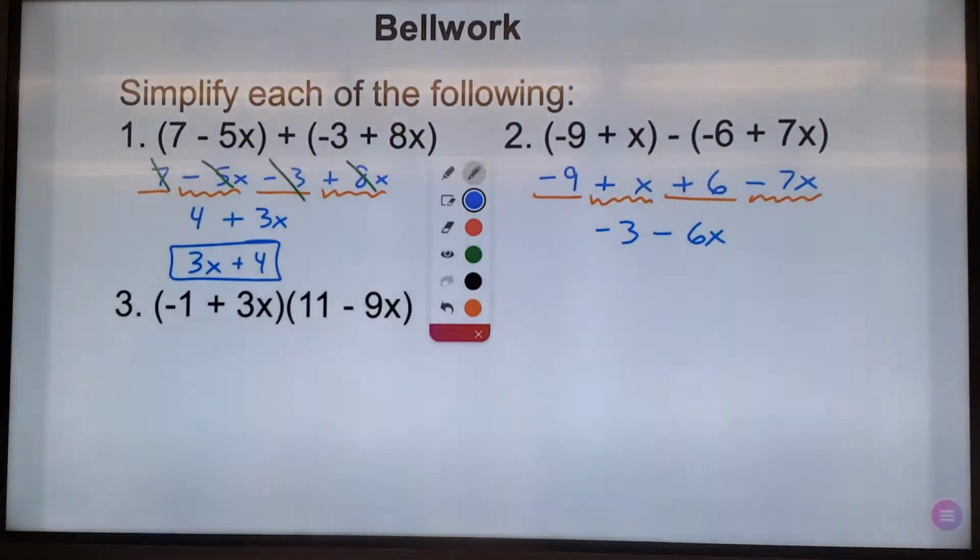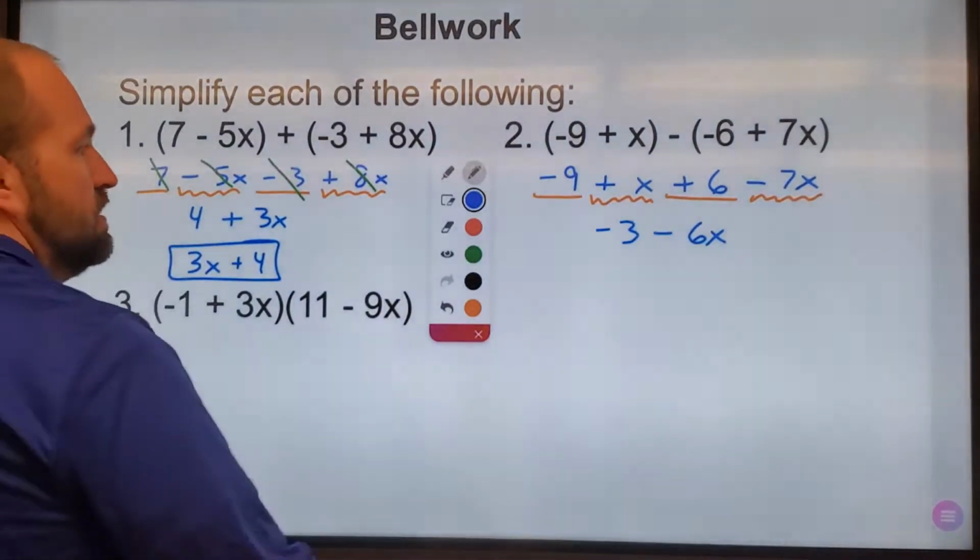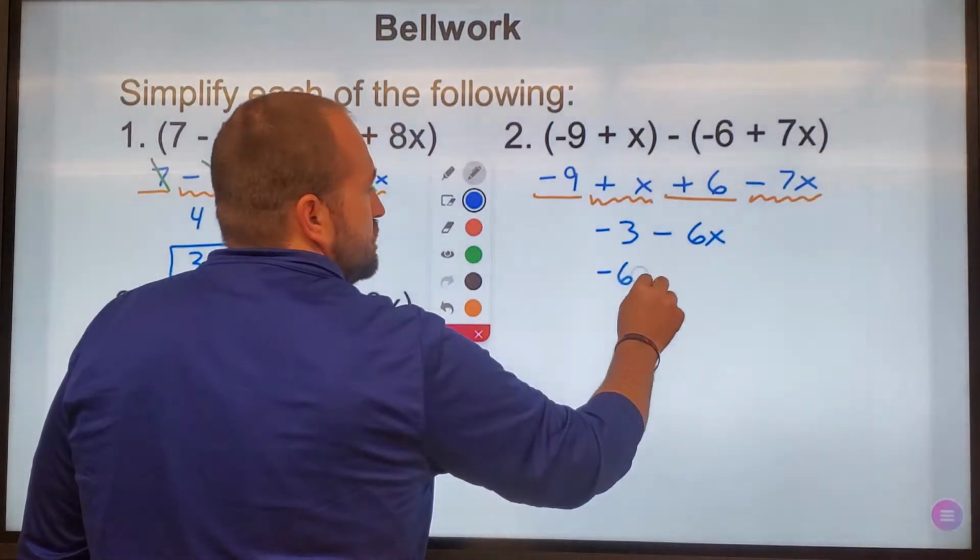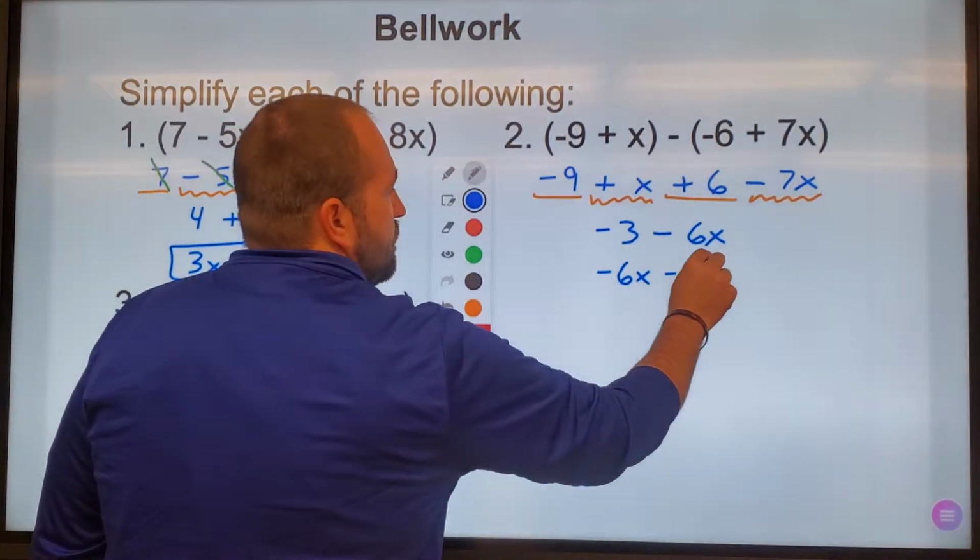Okay, and then again, writing these in standard form, you're going to have the x first. So negative 6x minus 3.